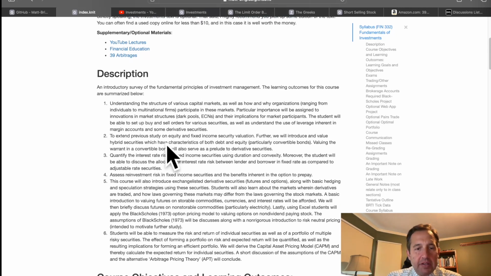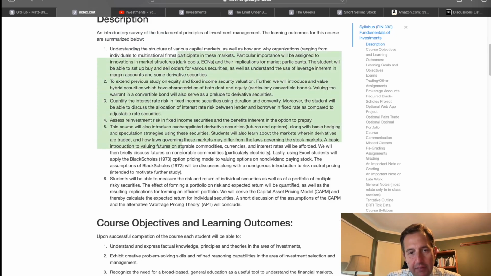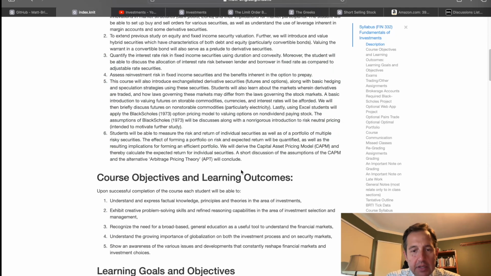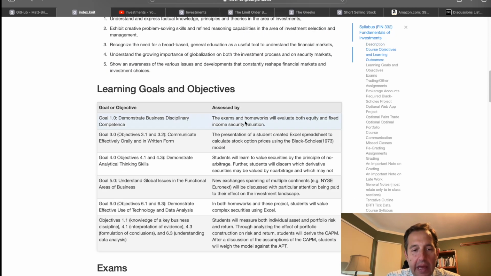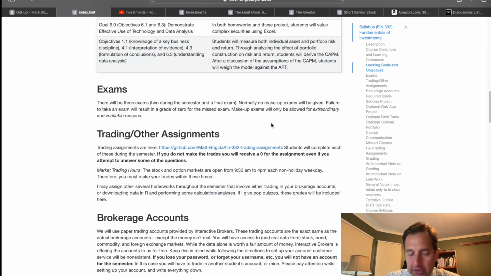So description, this is largely boilerplate for accreditation purposes. So you can read through that. I'm going to get to some of the more important stuff that I know students want to hear.